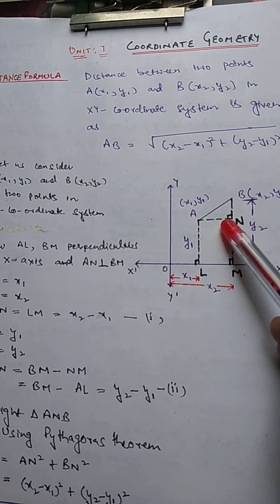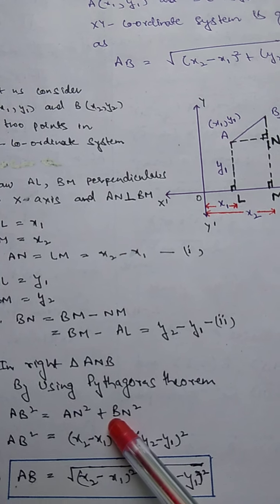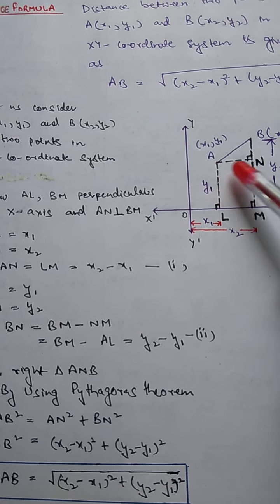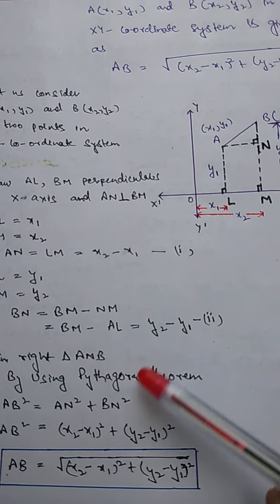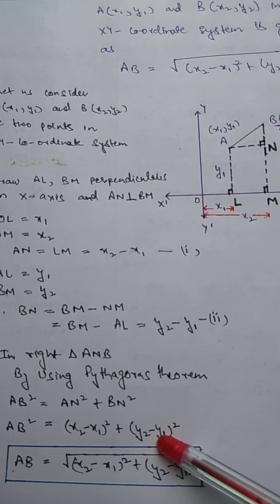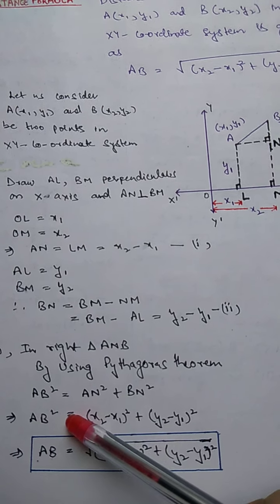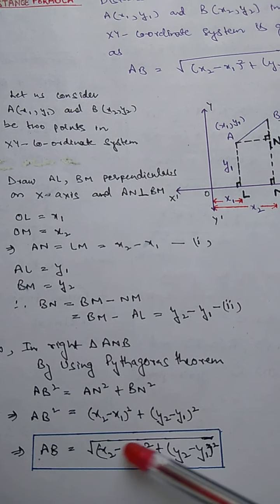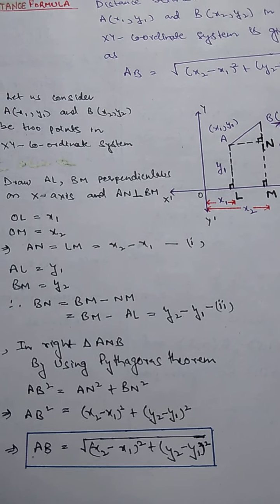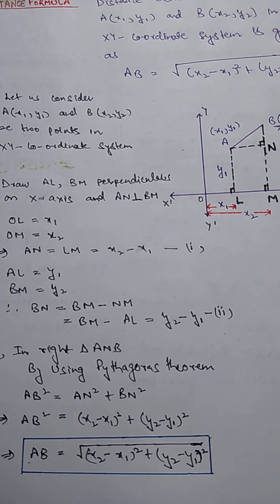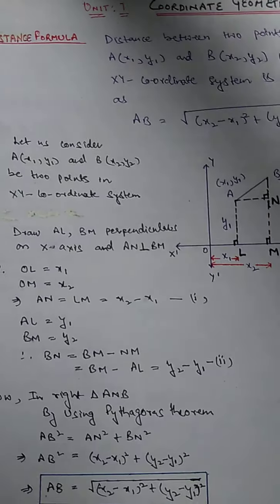Now if we move towards the right triangle ANB, in the right triangle ANB by Pythagoras theorem, we obtain AB square is equal to AN square plus BN square. So AN square, that is (x2 minus x1) square from equation first, and BN square, that is (y2 minus y1) square from equation first. So AB square is (x2 minus x1) square plus (y2 minus y1) whole square. When we remove the square from the LHS, it becomes the square root of the RHS. So AB is equal to under root (x2 minus x1) square plus (y2 minus y1) square. So this is how we can prove the distance formula. Now we have proved the distance formula.